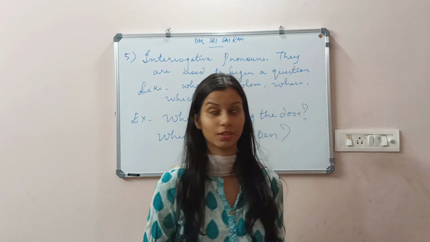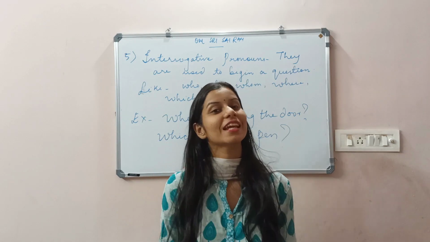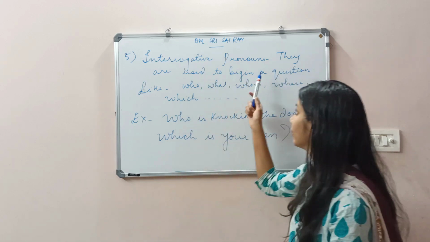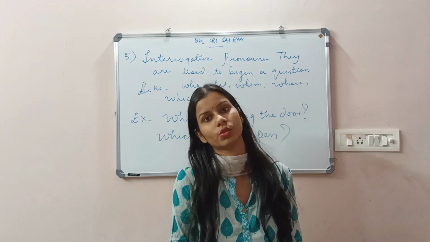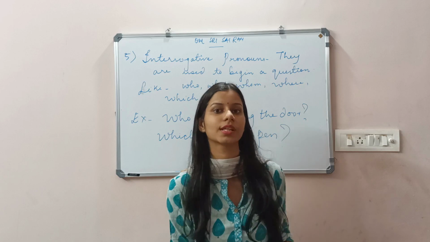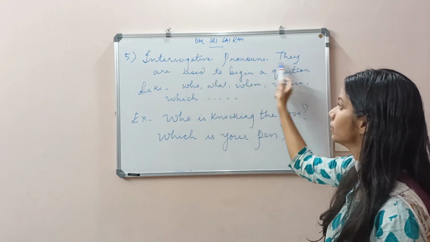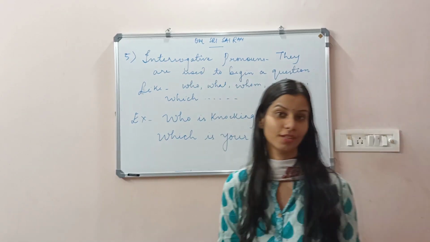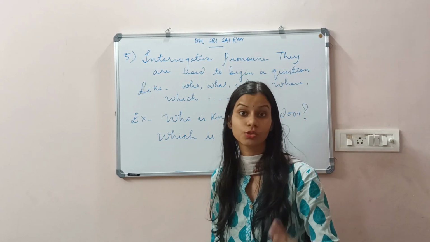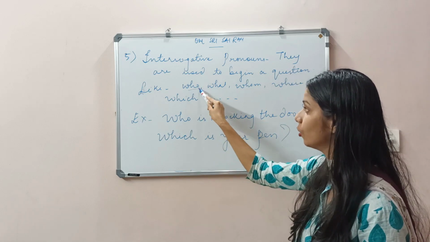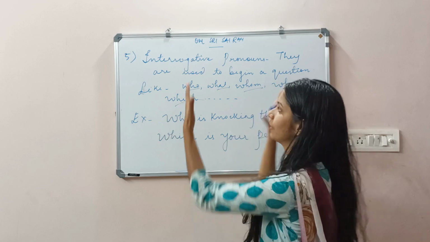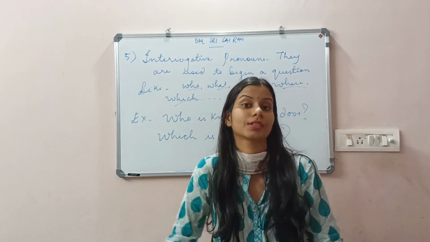The fifth type of pronoun is interrogative pronoun. So we know the word interrogative gives us the idea of asking questions. So many question words! Interrogative pronouns are used to begin a question. These interrogative words are used to express or ask a question. The words are like who, what, where, which. So these kinds of words give us the idea that they will be asking us a question.